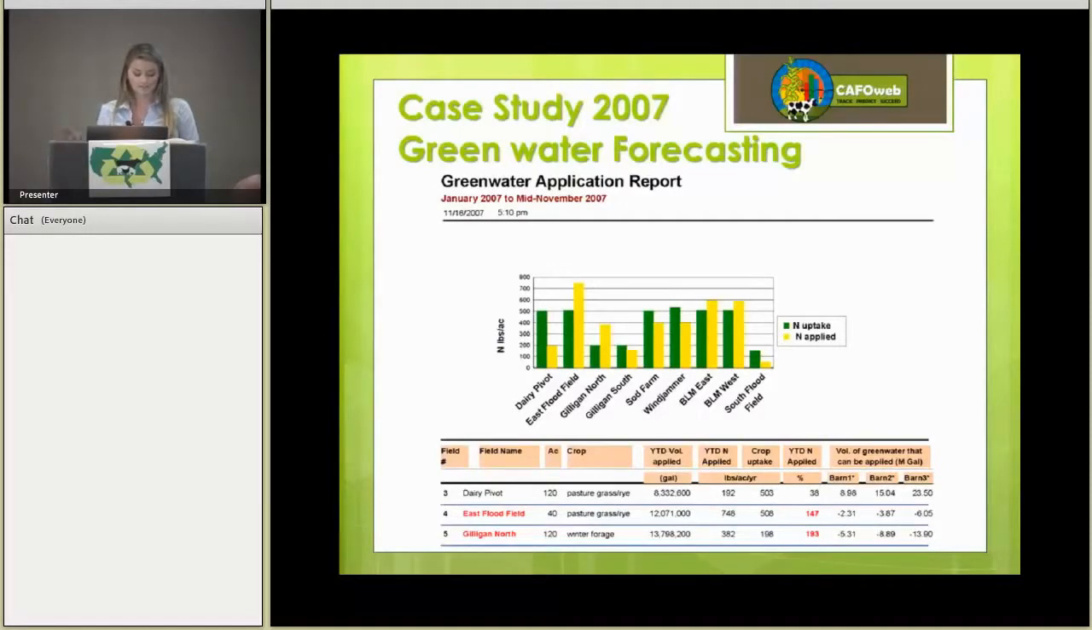As the dairyman continues to apply his Greenwater or manure, that yellow bar will continue to rise, giving you a real-time value of what's going on in your field.